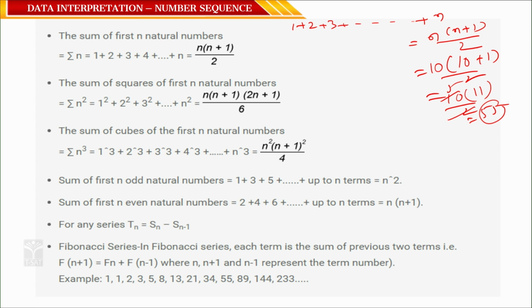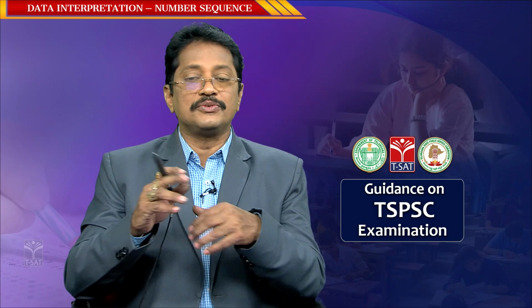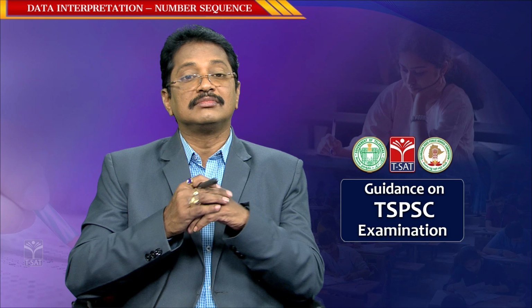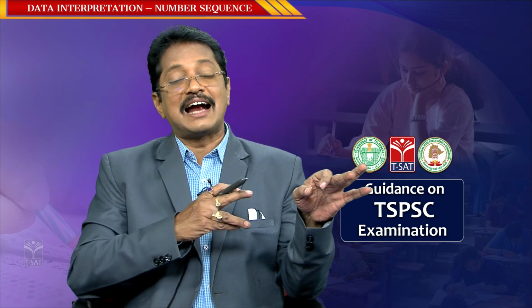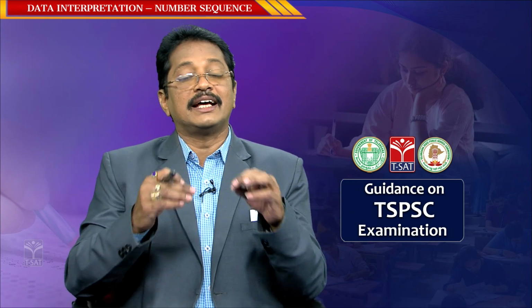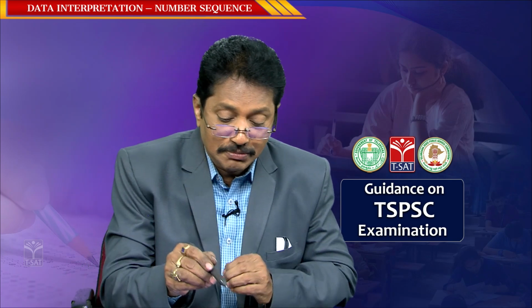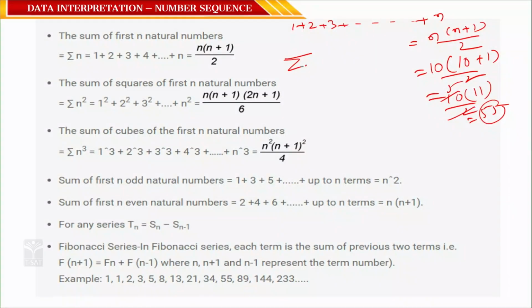So, now you can find the sum. If there are 10 numbers given, you can add them. But for example, what is the sum of the first 1000 natural numbers? Is it easy to add all from 1 to 1000? Then you have to use the formula. That formula is sigma n. Sigma n is n of n plus 1 by 2. This is the formula for the sum of first n natural numbers, n of n plus 1 by 2.